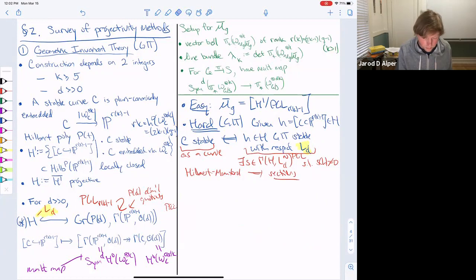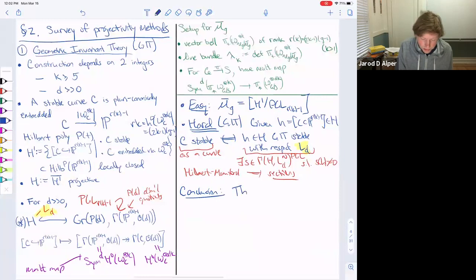Okay, this is a hard point of verifying the Hilbert-Mumford criterion, but let me just tell you the conclusion is that once you show this, what you get is that the coarse moduli space of M_g bar is then the Proj of sections of this line bundle.